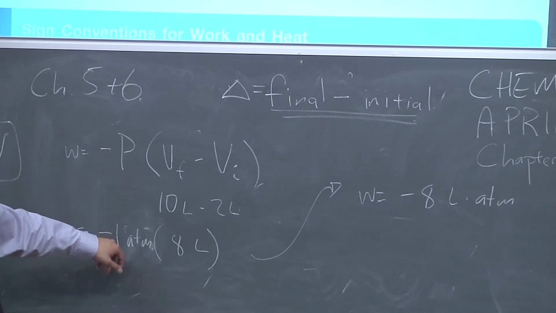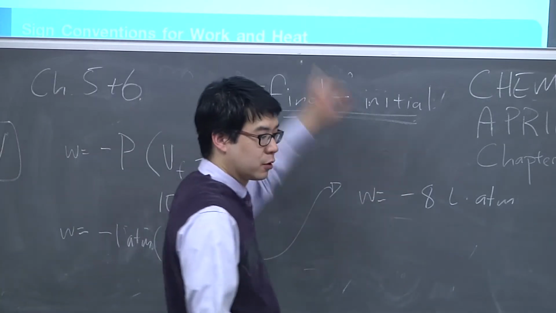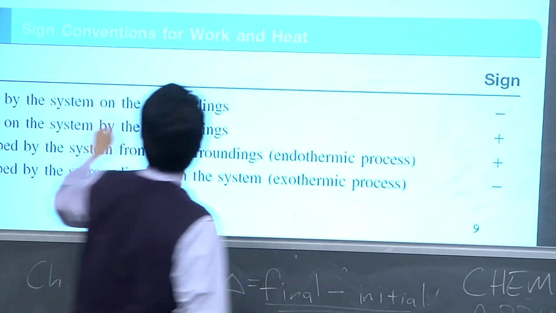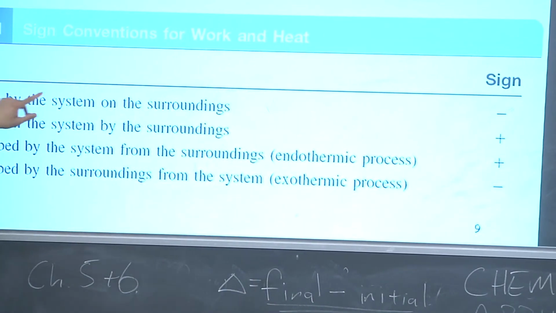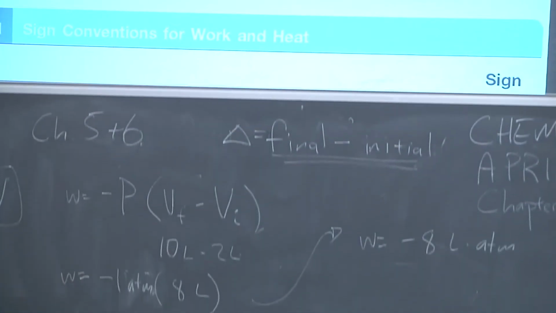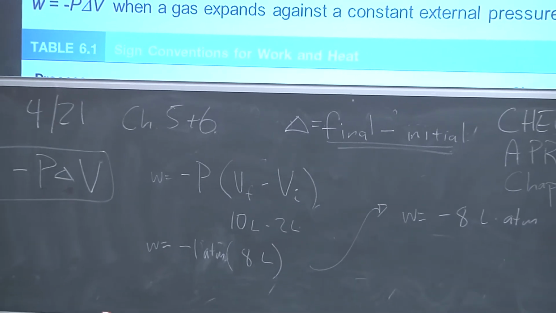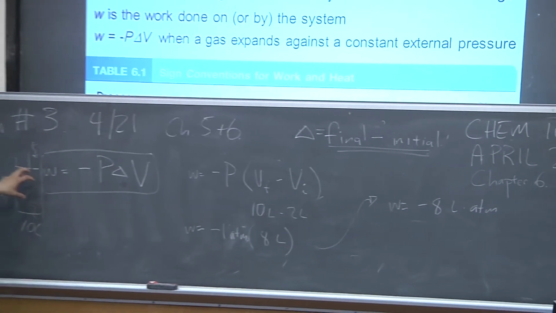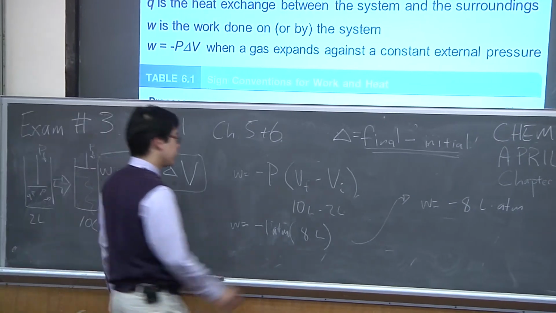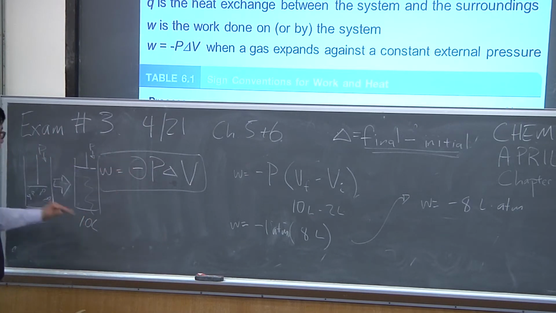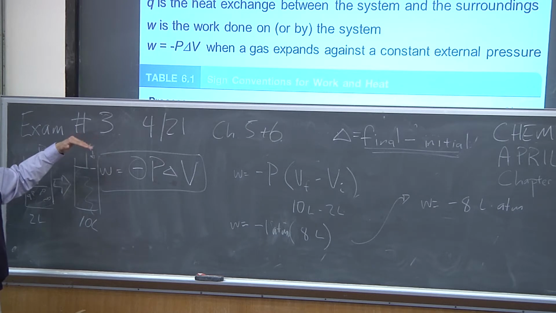Because of the negative sign. What does the negative sign mean in terms of work? Negative sign means that work is done by the system on the surroundings. When the gas expands, the gas is doing work. Work is being done by the system on the surroundings. So this negative sign is there to make sure that when gas expands, we know that work is being done by the system.